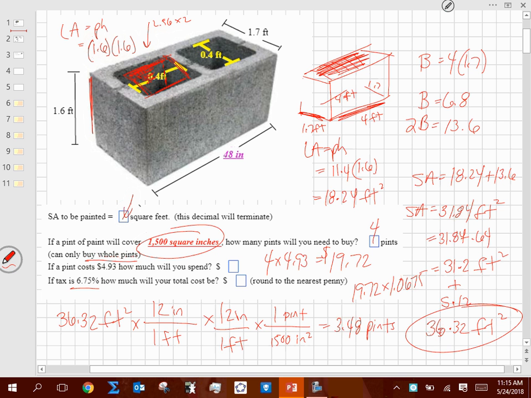So that's going to give me times 1.0675 gives me $21, and nearest penny would be 5 cents. $21.05, and that's the final answer there for how much money it would cost me to paint this thing.